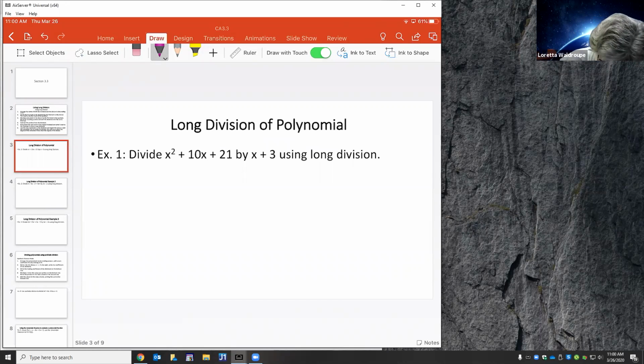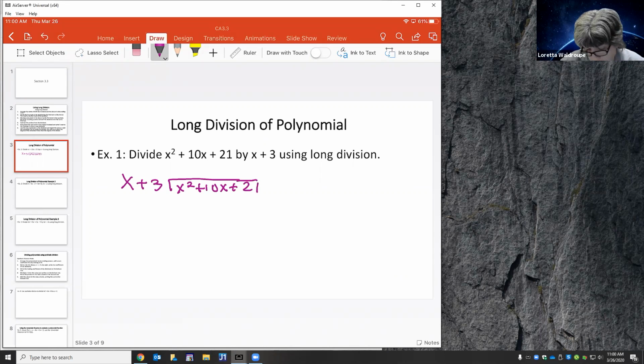Okay, so my x plus 3 is divided into x squared plus 10x plus 21. So what I'm actually doing is, what is my first term divided by my first term? Remember, when you're dividing, that you subtract the exponents, so you get x. That is your first quotient.